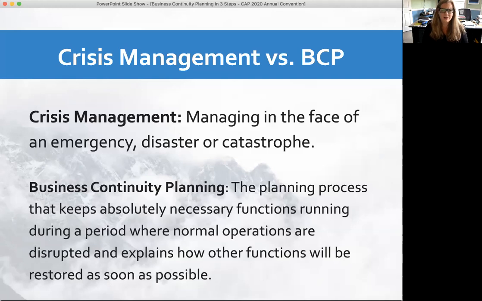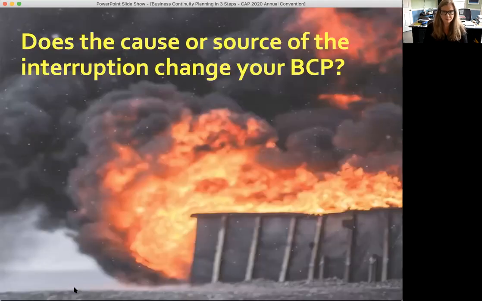So now I want to contrast crisis management versus business continuity planning. So crisis management typically refers to the process of managing in the face of an emergency, a disaster, or a catastrophe. Whereas business continuity planning is about keeping those critical functions running during a period when normal operations are disrupted, and identifying strategies and plans for resuming other functions that had to go offline.